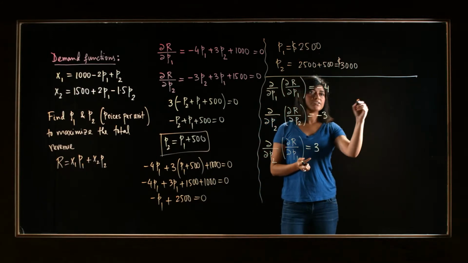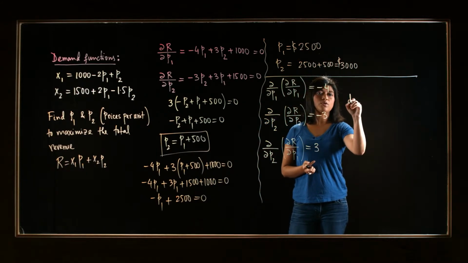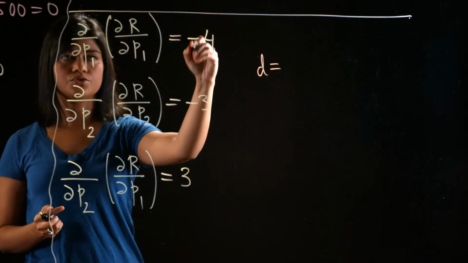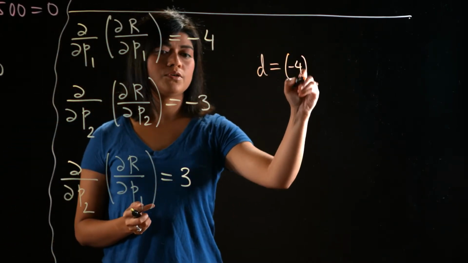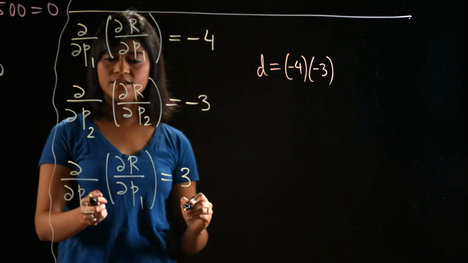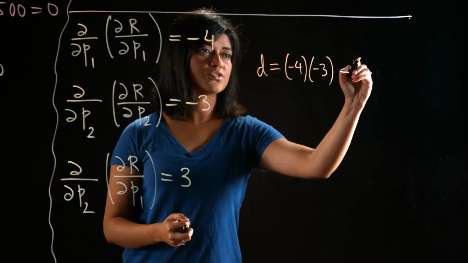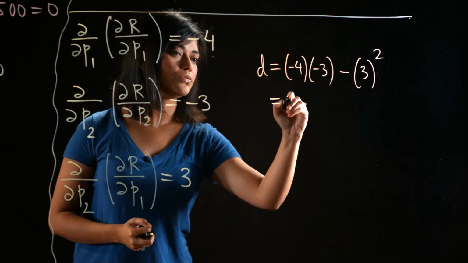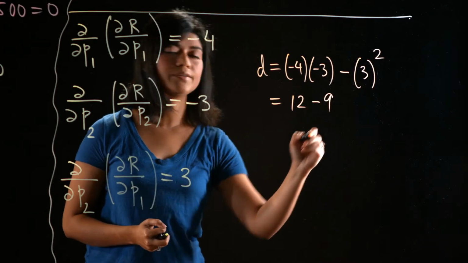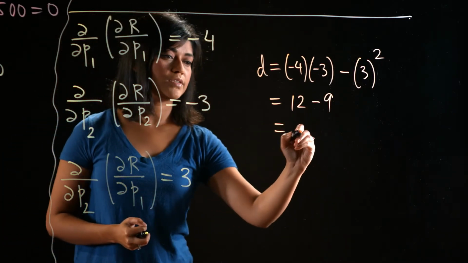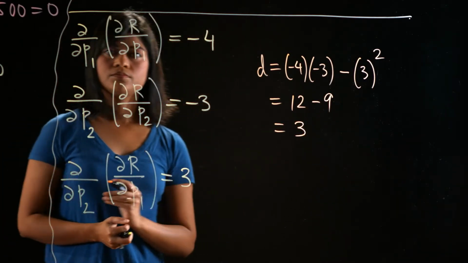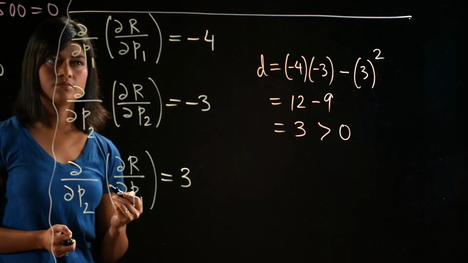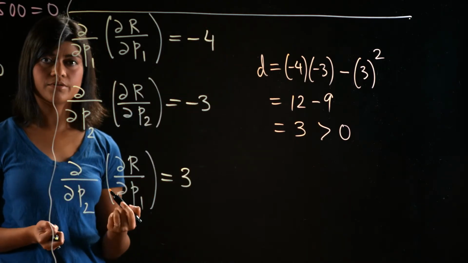And recall that using these, we have to compute a quantity D. So D is the product of these two, so negative 4 times negative 3, and then minus 3 squared. So this is equal to 12 minus 9, and so this is 3, which means D is positive. Positive at the critical number, right?